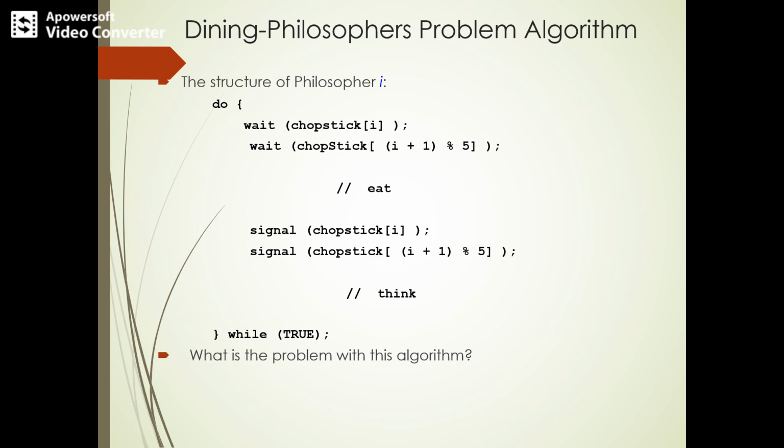There are 5 in total. So if a person is hungry, she takes her chopstick, and then checks the neighbors. If the neighbor is thinking, he can get the neighbor's chopstick. So that is the operation called wait(chopstick[(i + 1) mod 5]), and then he can start eating without releasing the chopsticks, and after eating they can signal both chopsticks, one from her and one for her neighbor.